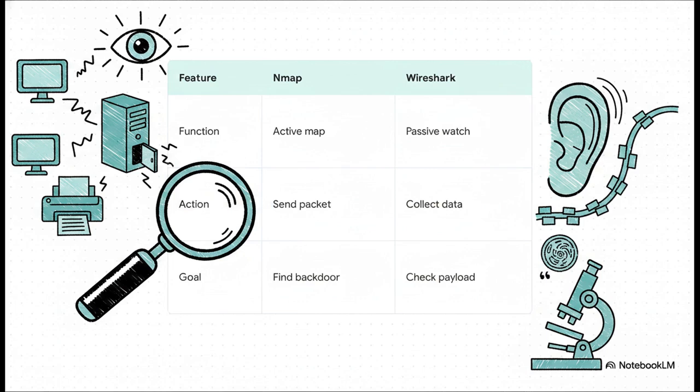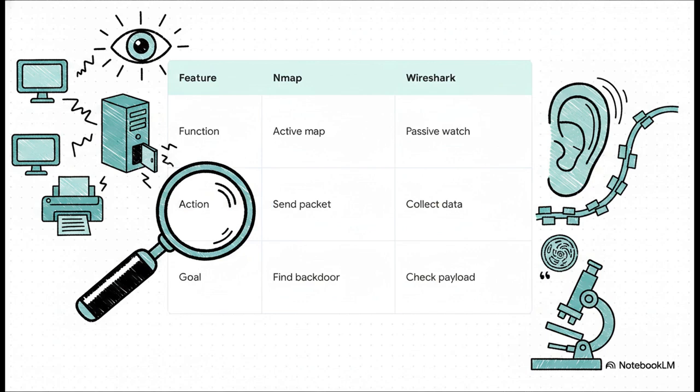It's super interesting to contrast two foundational tools used for this, Nmap and Wireshark. Think of Nmap as the peeping Tom of the network. It actively probes doors and windows. It fires off packets across an IP range and analyzes the responses to tell you exactly which ports are open and what operating systems are running. It's perfect for finding misconfigured backdoors, like say an old unsecured printer sitting on a local network.